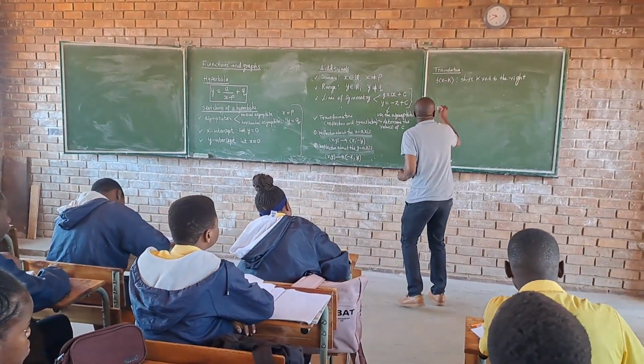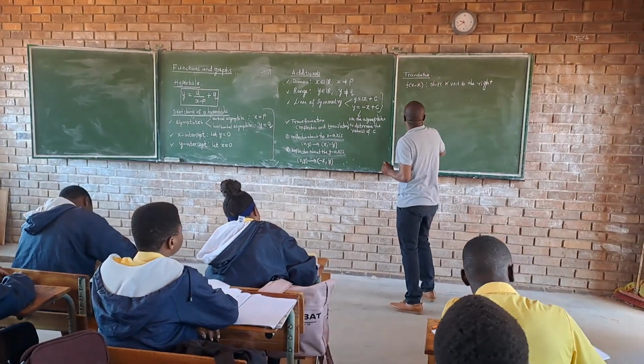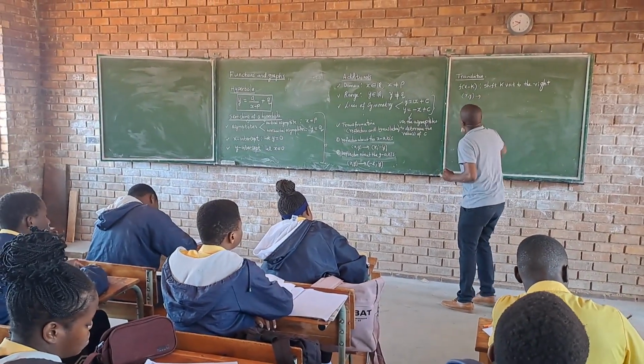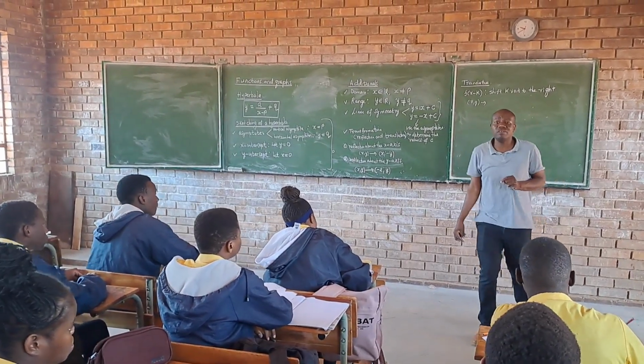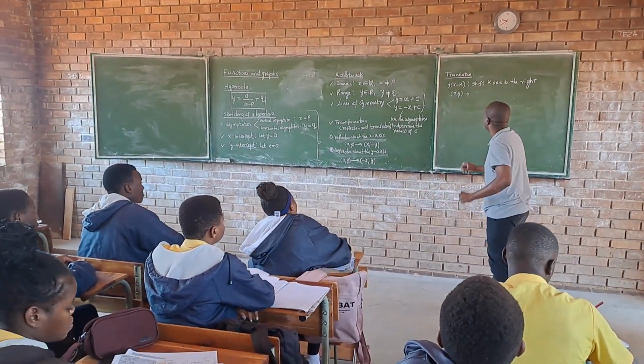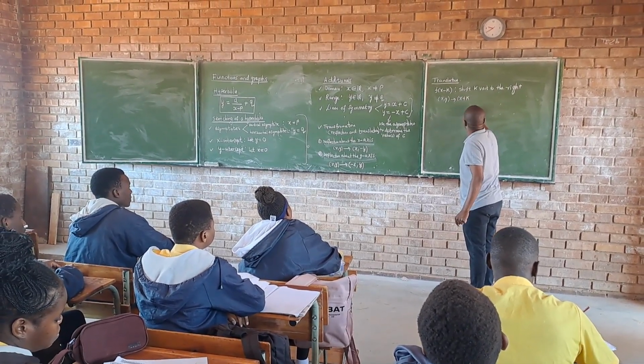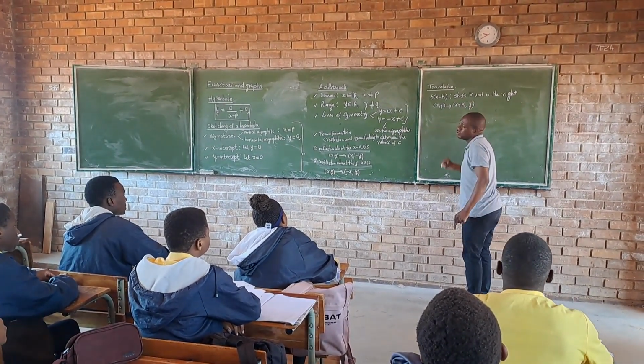But how about if we have a coordinate? Something shifting to the right means it's going to increase the value of x. So the x will increase by k. But the y will not change.